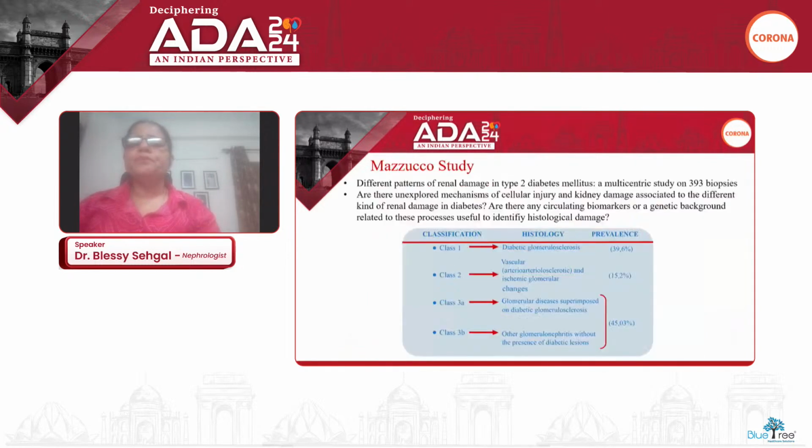Next slide. A similar study was done by Mazzucco. In this study, basically 390 patients were included. The Mazzucco study classified diabetic renal failure on the basis of biopsy as class 1, which is diabetic glomerular sclerosis; class 2, which is vascular, in the form of ischemic glomerular or arteriosclerosis; class 3A, those who have glomerular disease superimposed on diabetic kidney disease; and 3B, those who had other glomerular diseases. Next slide.